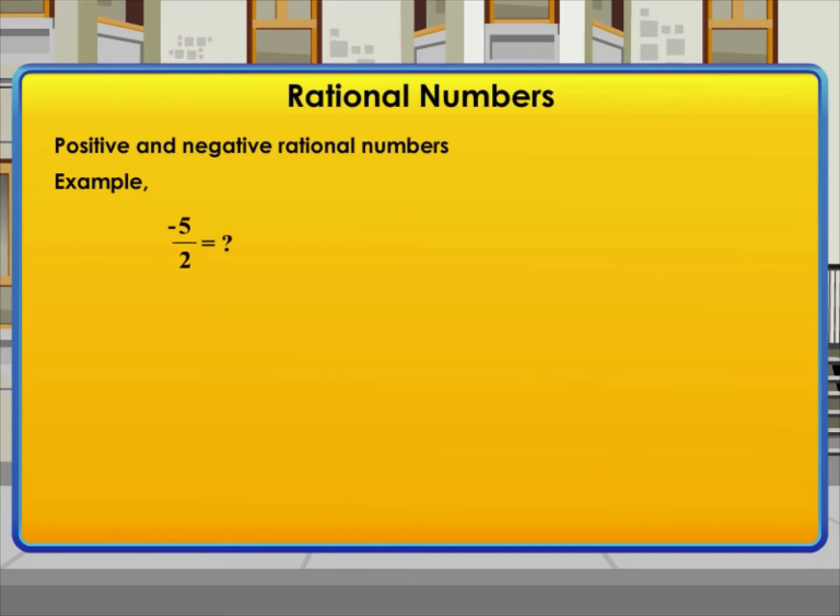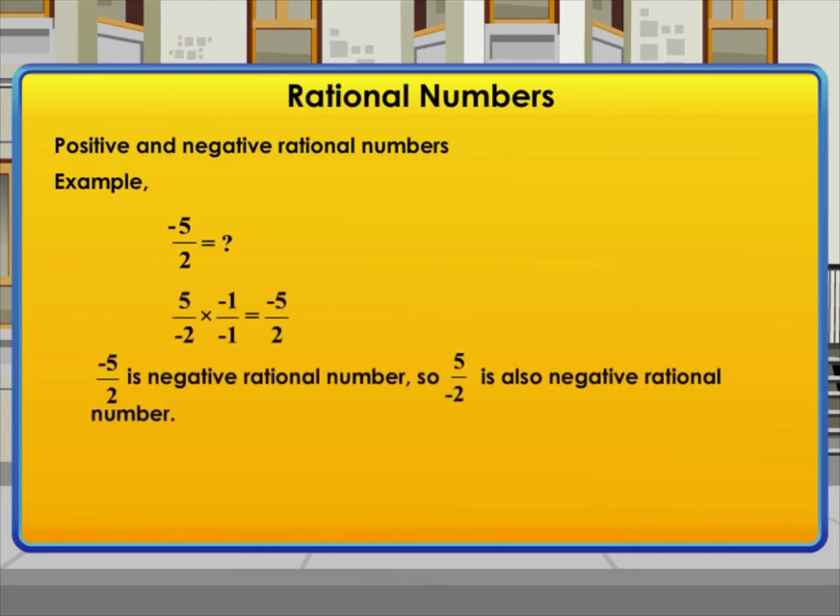What about 5 by minus 2? Is it a rational number? Yes, if either the integer in the numerator or denominator is negative, then it is a rational number. Minus 5 by 2 is a negative rational number. So, 5 by minus 2 is also a negative rational number. Examples, 3 by minus 7, 5 by minus 9, etc. are all negative rational numbers.